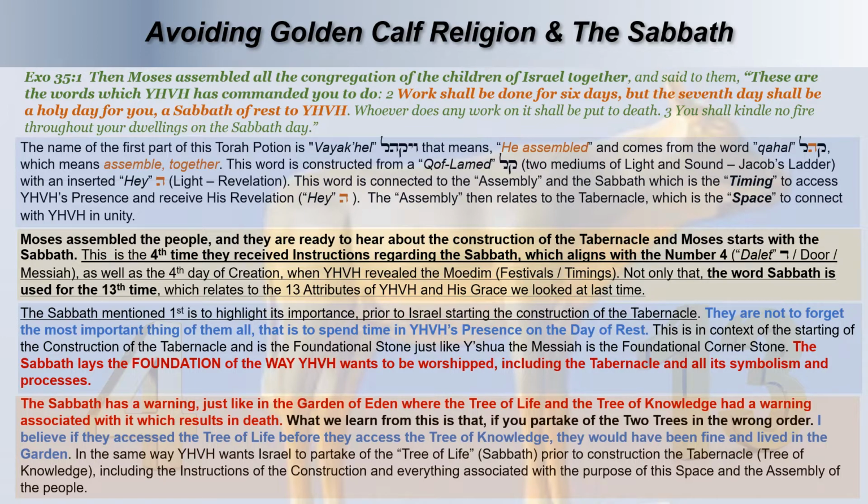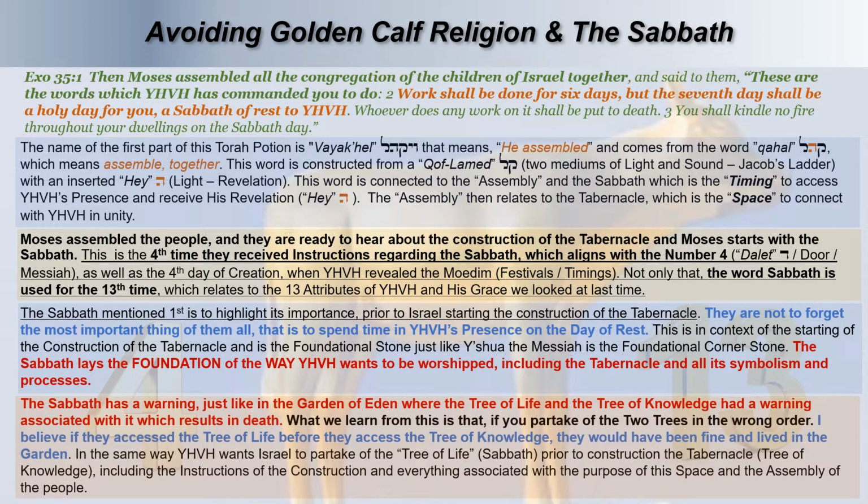So what we see here is, like in the Hebrew concept, the thing that is mentioned the first time is the thing that's most important. So Yahweh starts off by underlining the importance of the Sabbath, and that is connected to a warning, because if you do any work on this day, you shall be put to death. We see the same warning in the Garden of Eden when Yahweh said, you can eat from all the trees, but if you eat from this tree, you will surely die.